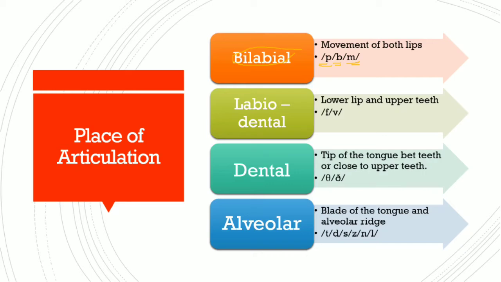So p is a bilabial consonant and it's also a plosive. B is a bilabial consonant and it's also a plosive. And m is a bilabial consonant, but it's nasal. We have already discussed that in the previous slide.